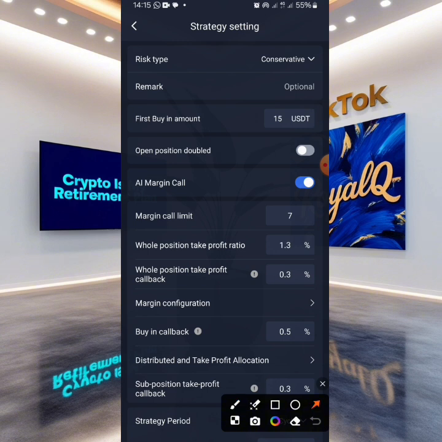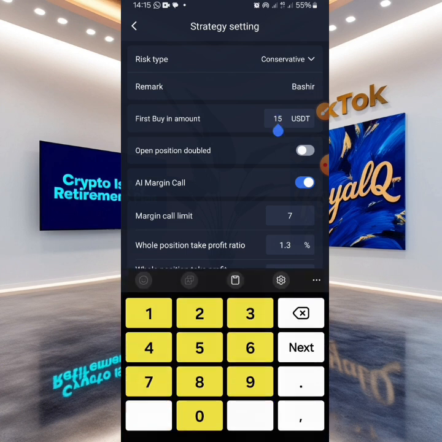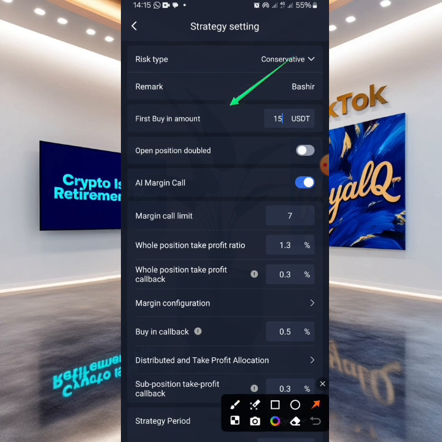So now you can come here and give your strategy a remark. For example, I can call my strategy Bashir. That is my name. So I call my strategy with my name. Then you come here. This is the first buying amount. The first buying amount means the money you are going to put in the market, the money you are instructing the robot to use at first when it is trading.